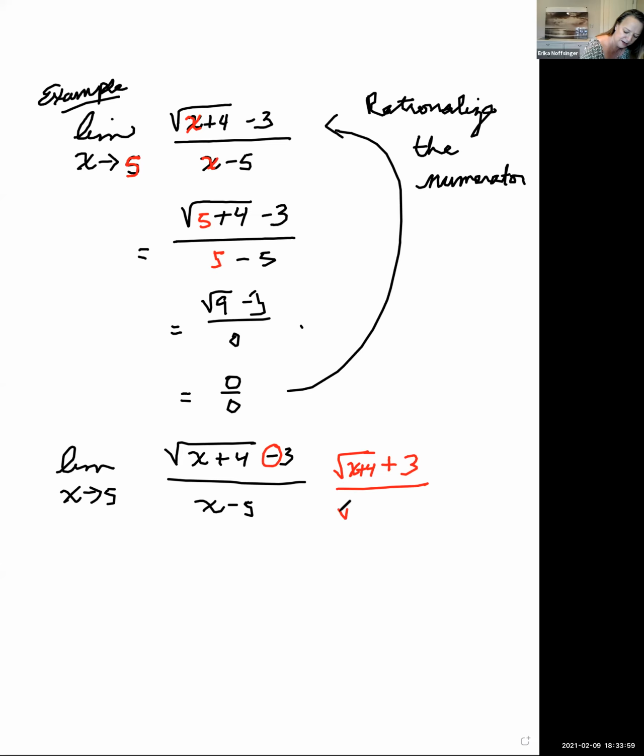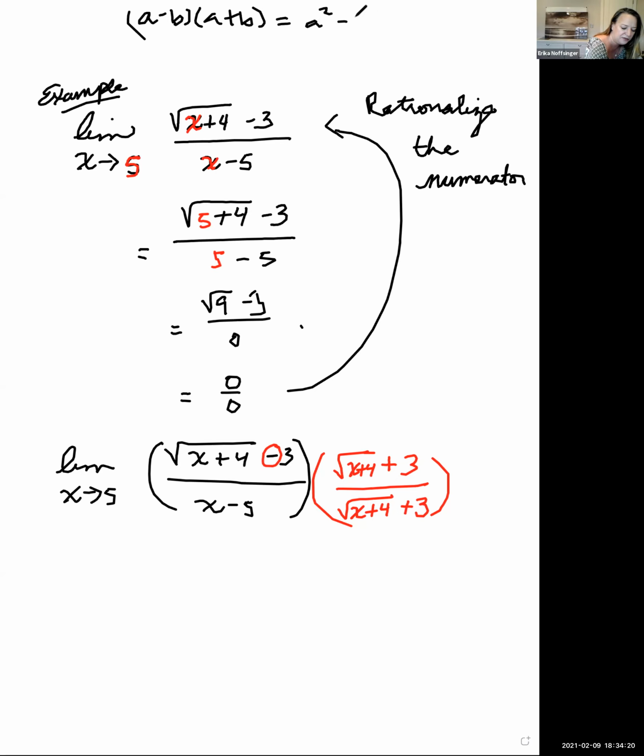We're going to do the same thing to the denominator. So square root of x plus 4. Outside of that radical, plus 3. So again, the point of multiplying by the conjugate is so that we get something in the form of a minus b, a plus b. And if we distribute that out, that's the same thing as squaring the first term minus squaring the last term.